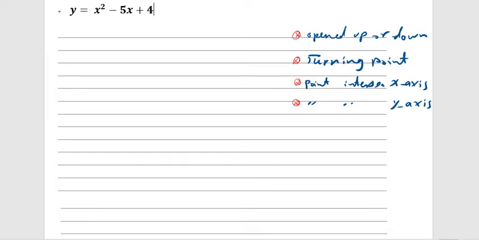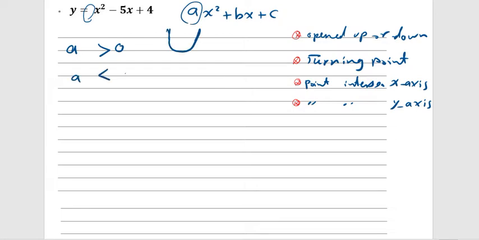To know if the graph opens up or down, it's according to the coefficient of x to the power of 2. First of all, the expression should be written in the standard form, which is ax power 2 plus bx plus c. The coefficient of x power 2 is a. If it's greater than 0, it's positive, the graph will open up. If it's smaller than 0, it will open down. So mentally we can know the first item, opened up or down, from the coefficient of x power 2.